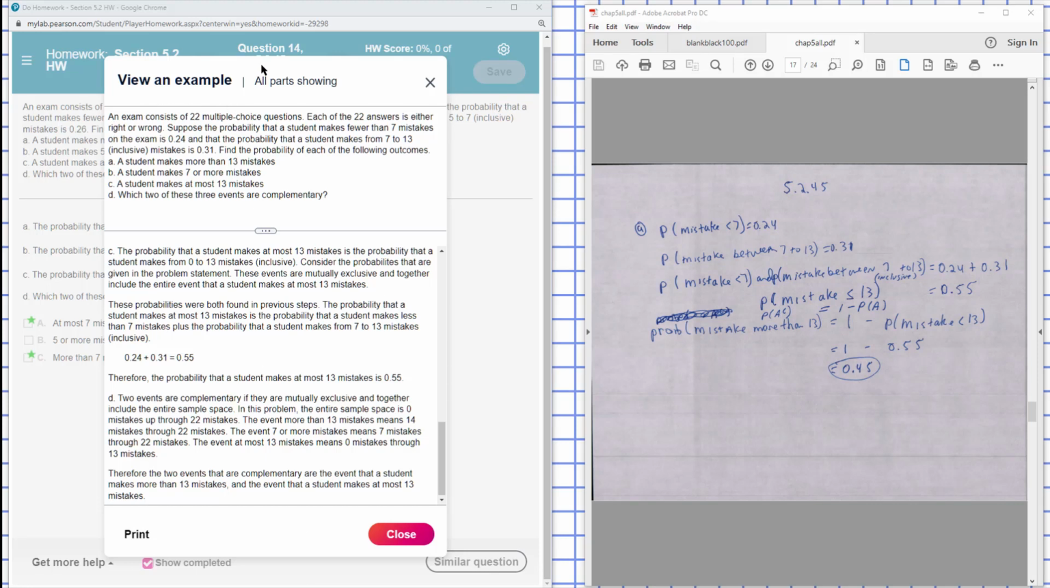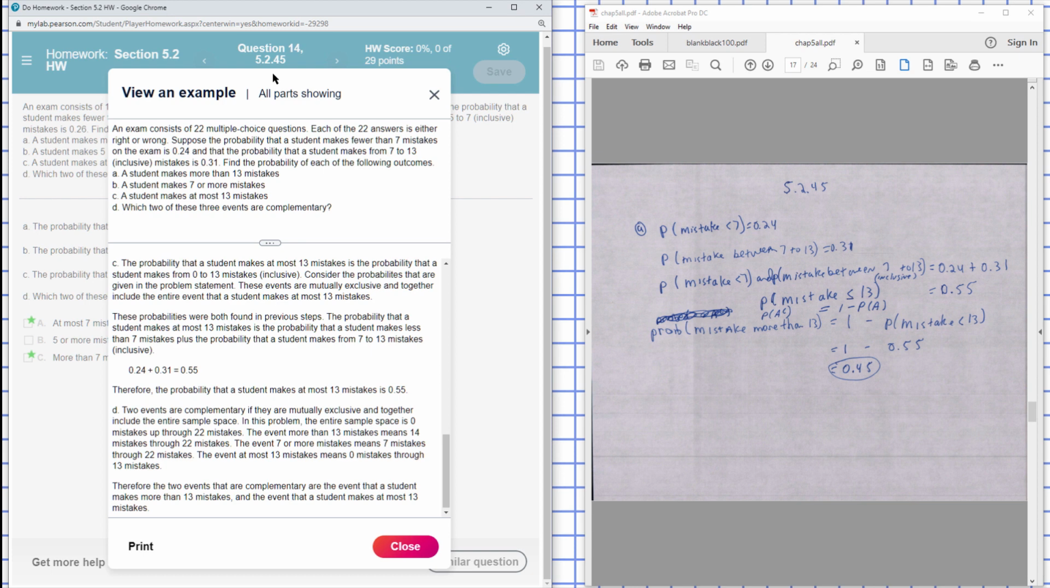Okay, this is problem number five, chapter 5, section 2, problem 45. An exam consists of 22 multiple choice questions. Each of the 22 answers is either right or wrong.